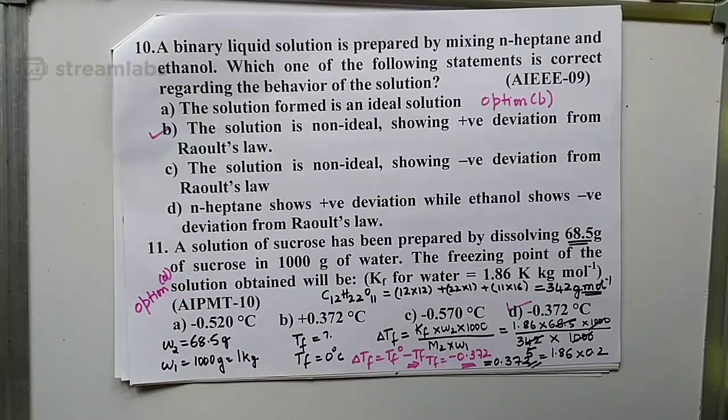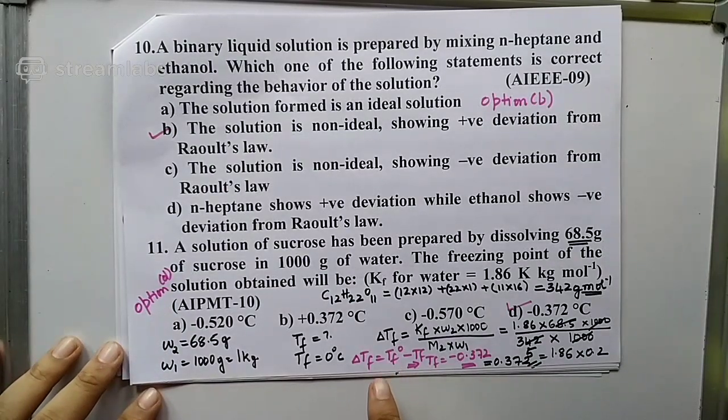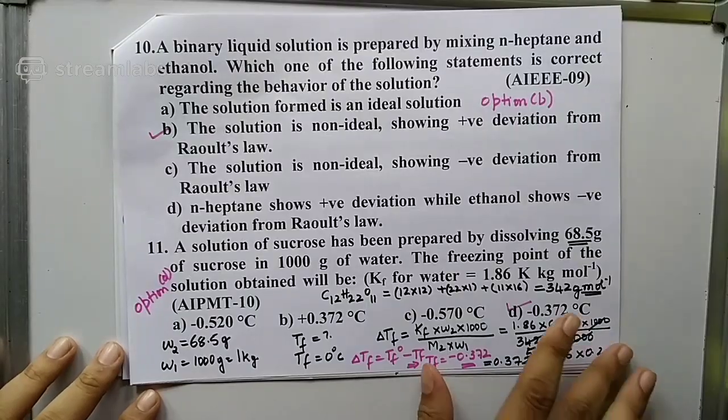Is it clear, students? So what did we do? First we calculated delta TF, then we used the formula delta TF is equal to TF naught minus TF. Shall we go for the next question, students? Question number 12.